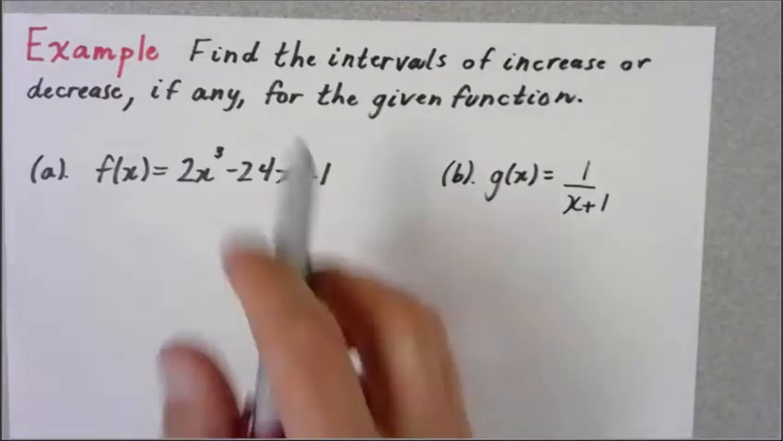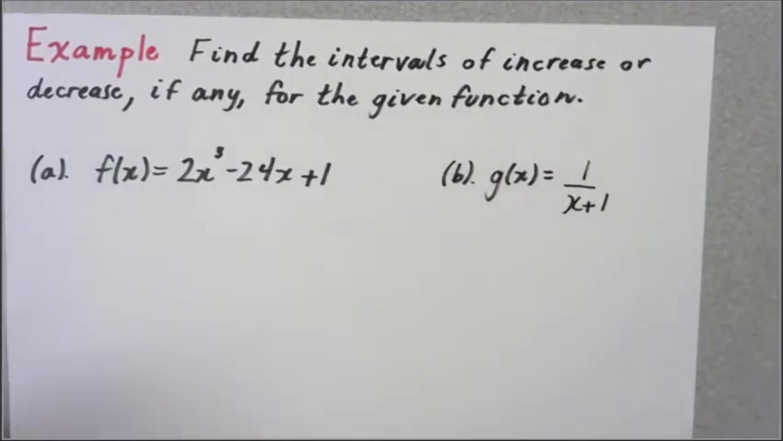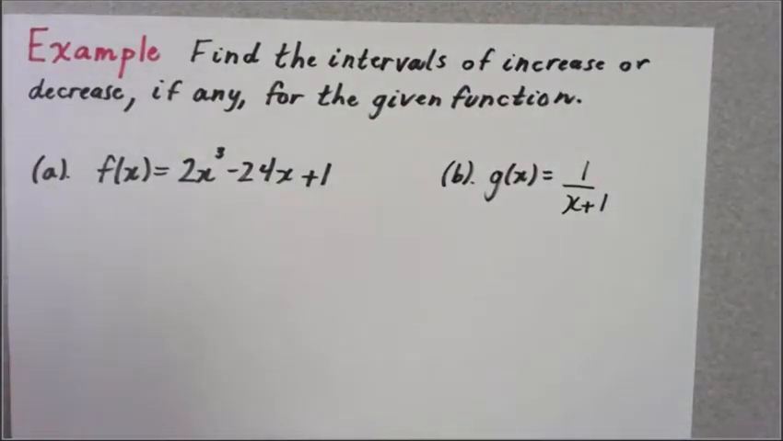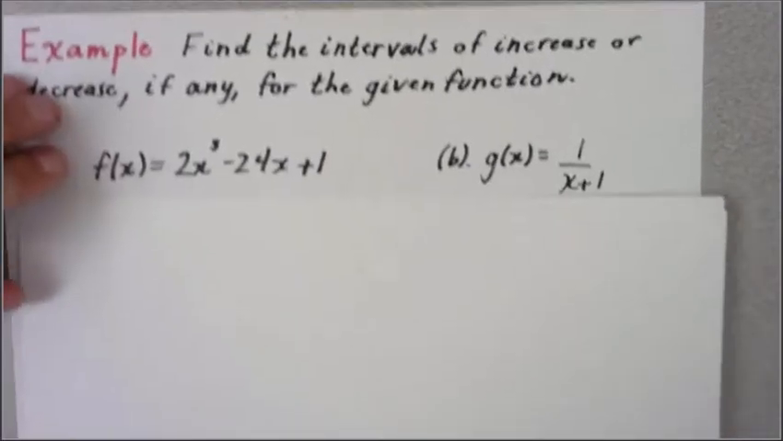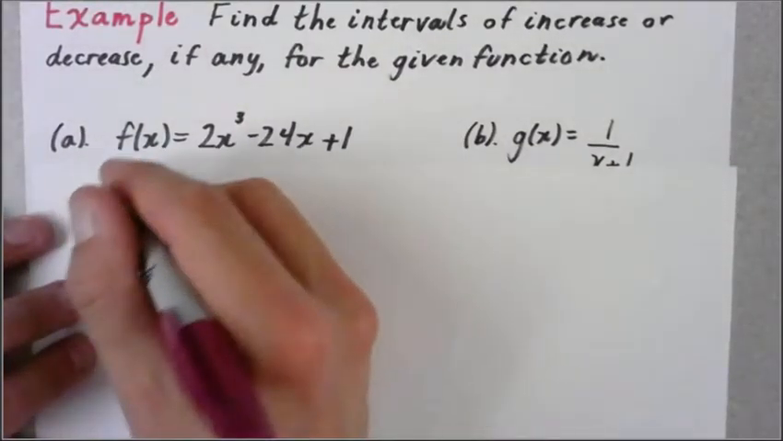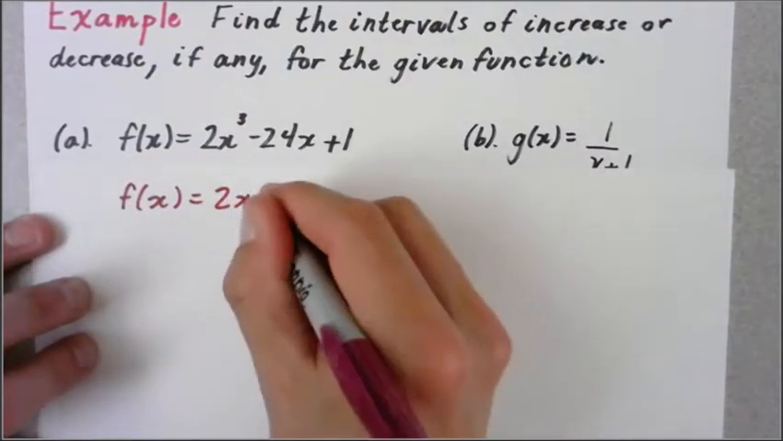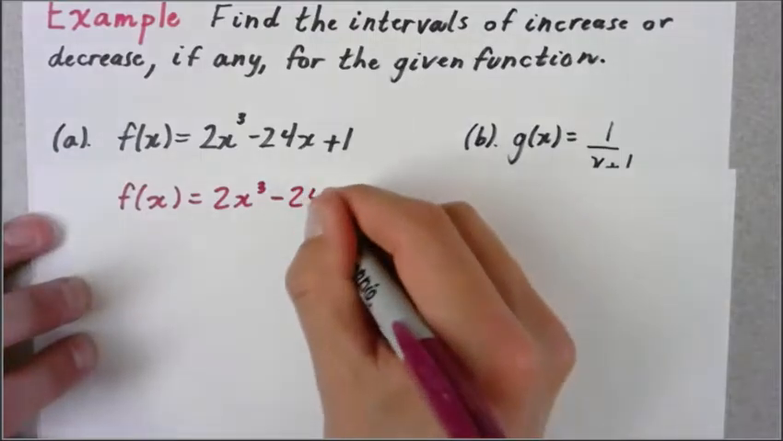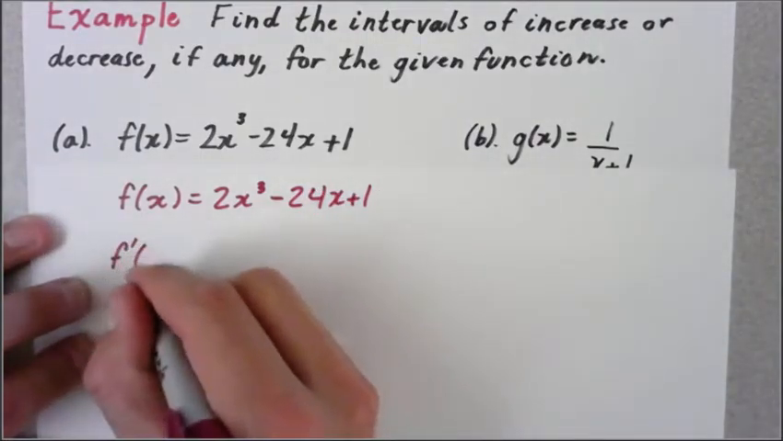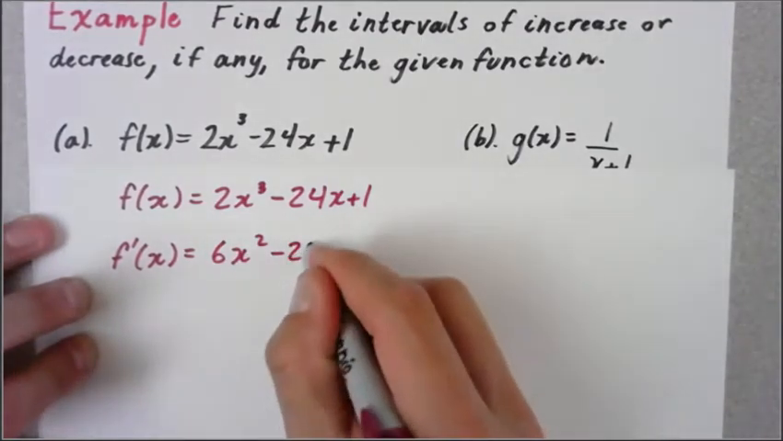Let's find the intervals of increase or decrease, if any, for the given functions. We're going to start with f of x on the left. That is a polynomial function, so it's differentiable everywhere. f of x is equal to 2x cubed minus 24x plus 1. Let's take its derivative. f prime of x is equal to 6x squared minus 24.